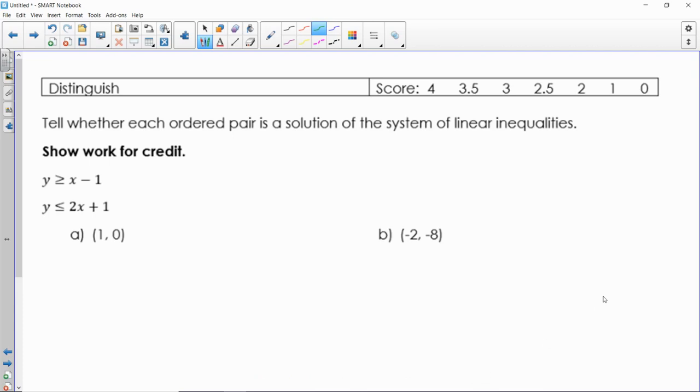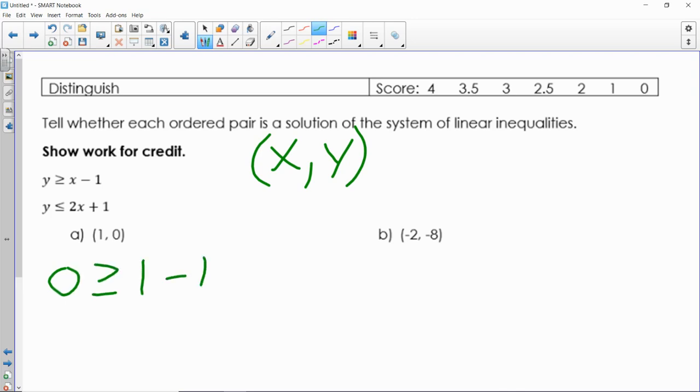In any ordered pair, the first number is x, the second number is y. So I'm just going to substitute them in. The first inequality is 0 is greater than or equal to 1 minus 1. 0 is greater than or equal to 0. That is a true statement, so that checks for the first one.